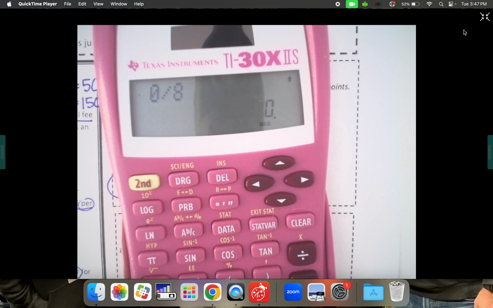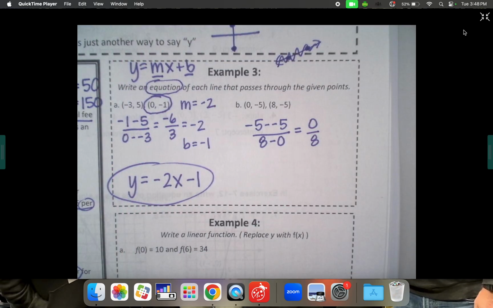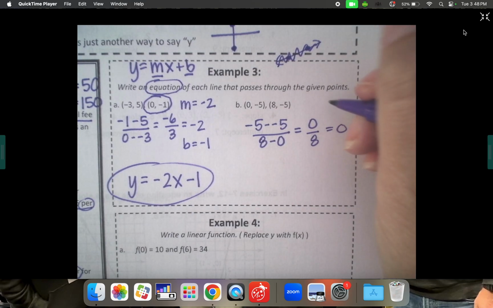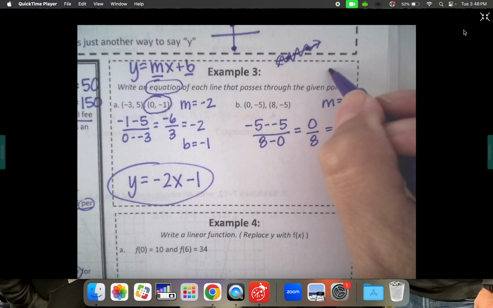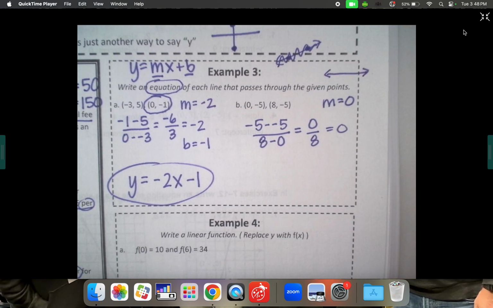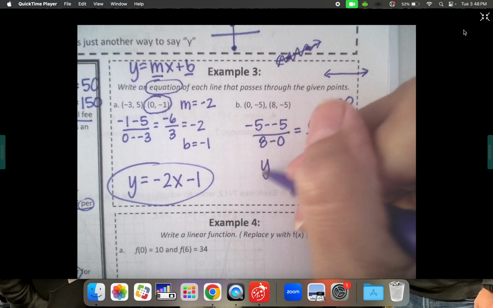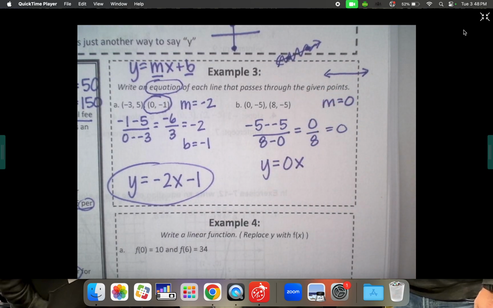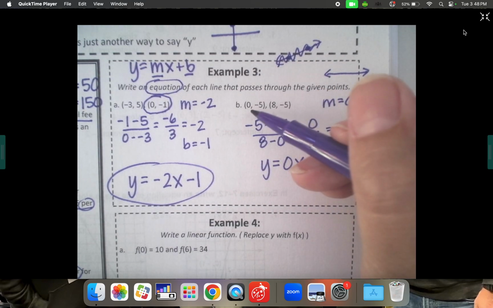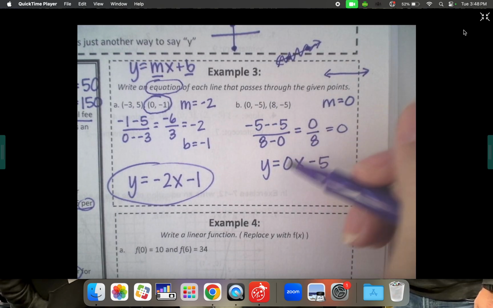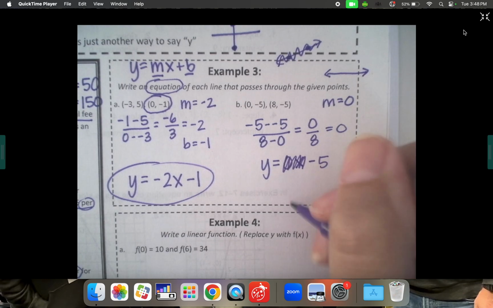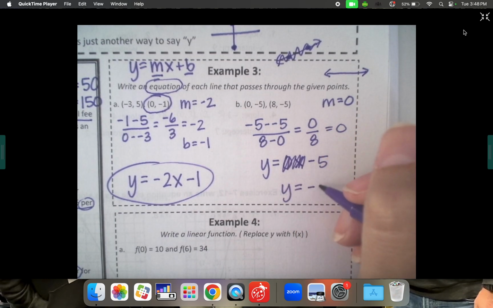0 divided by 8 is 0. Any number, if 0 is on the top, when you're dividing, it's just 0. So I have a slope of 0. I hope you remember what a slope of 0 looks like. It is a flat line. So you don't even need a y equals 0x. You can put that if you want, but your high school teachers are not going to like it. All you need is what the y-intercept is, which is -5. So I would much rather you write it. If there's 0 x's, just leave it off and just say y equals -5.